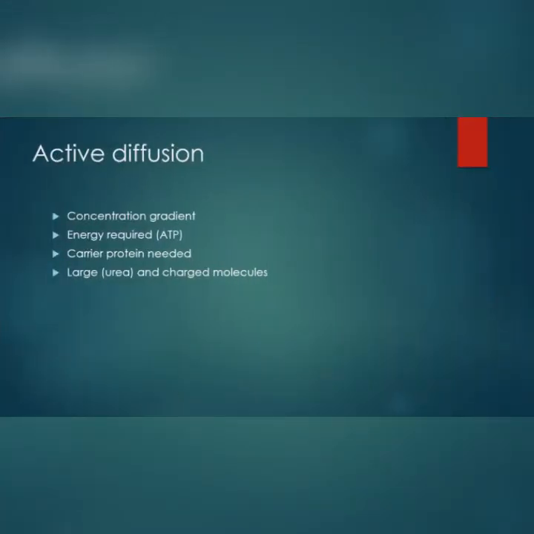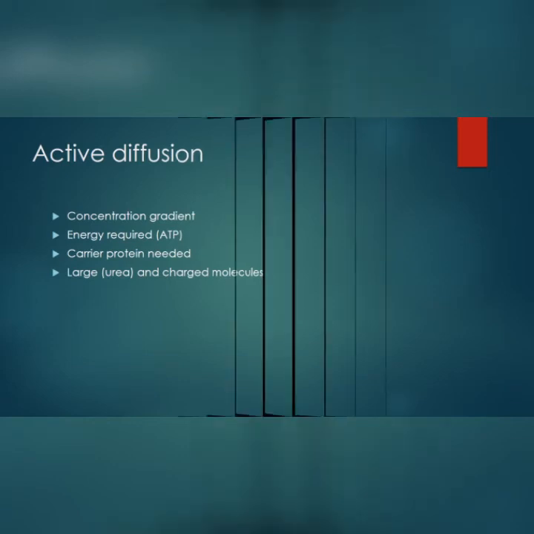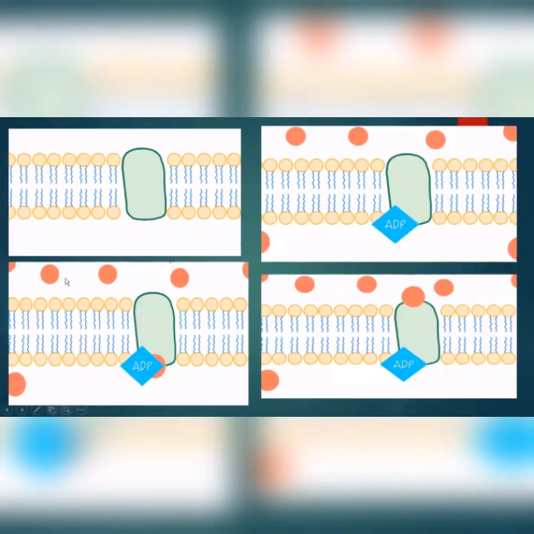The last one is called active diffusion. It requires a concentration gradient, it requires energy in the form of ATP, carrier proteins, and is also for large and charged molecules. In this example, we'll be using urea as our molecule. Urea is a waste product, so it will be removed from the cell. These are the carrier proteins which are required for active diffusion.